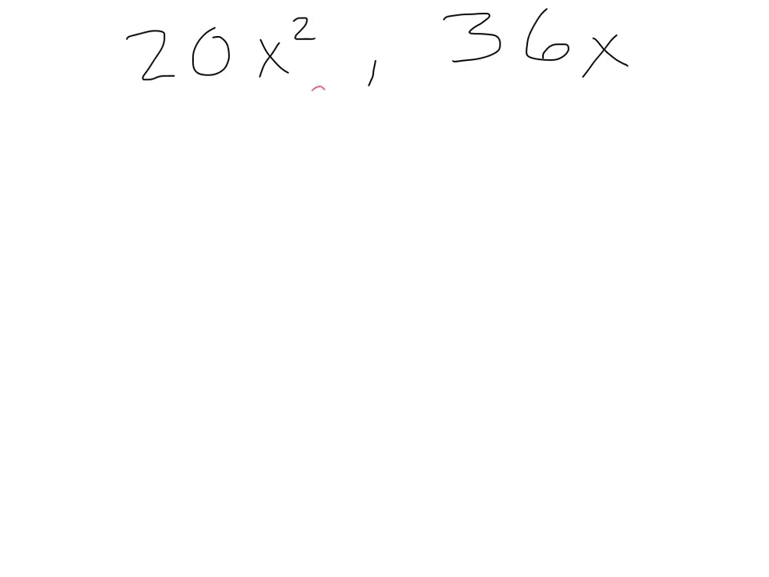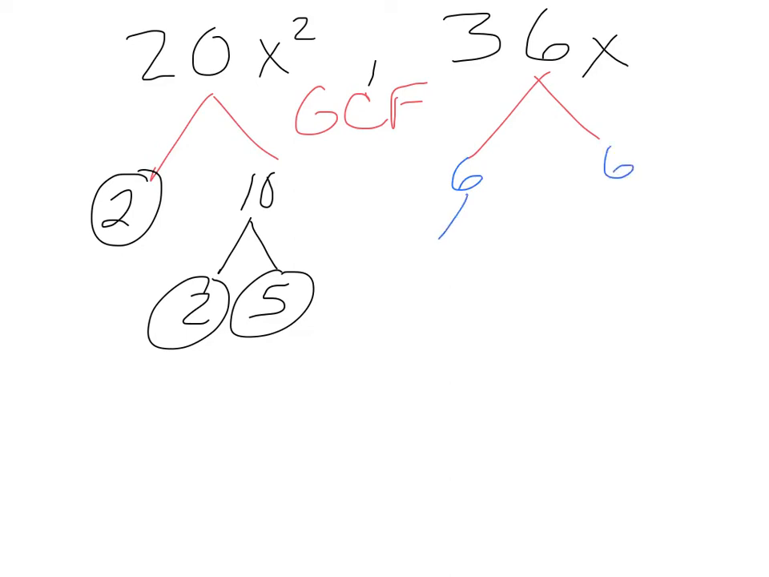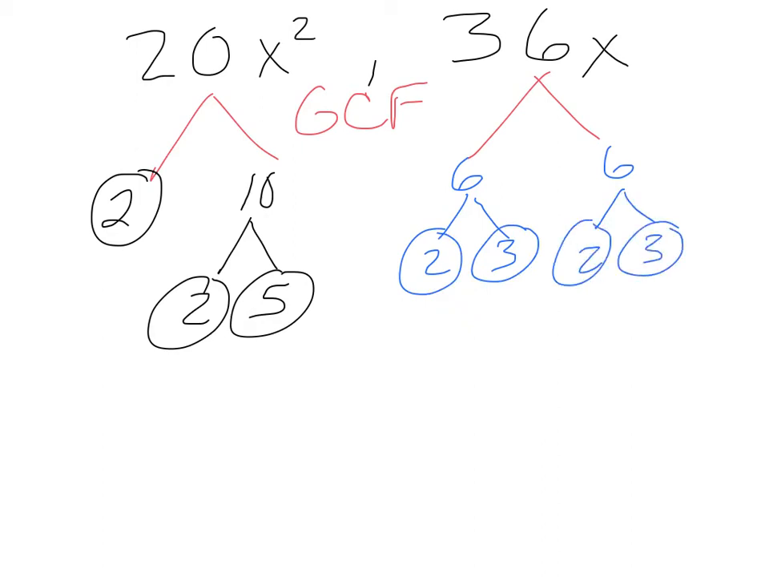To find the greatest common factor, we need to write the prime factorization for each of these numbers. Looking at the first, 20, we can split that up into 2 times 10. 2 is a prime number. 10 can be split up into 2 times 5, where 2 and 5 are prime. 36 can be split up into, let's go with 6 and 6 again. 6 can be split up into 2 and 3, both prime, and same with this 6, 2 and 3. And you go and you write the prime factorization.